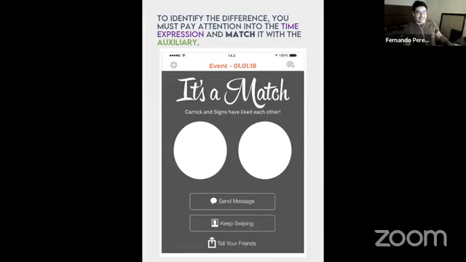Okay, check this out. It's a match. The auxiliary do should go together with the corresponding time expressions. What are the corresponding time expressions? Routines or frequency.